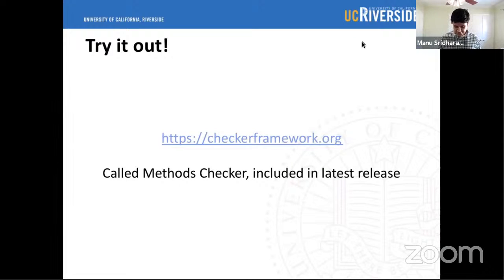It's called the called methods checker. And like I said, this can really check any property of the form, always call A before B. So you don't just have to use it for builders. If you find a cool new use for it, please let us know.